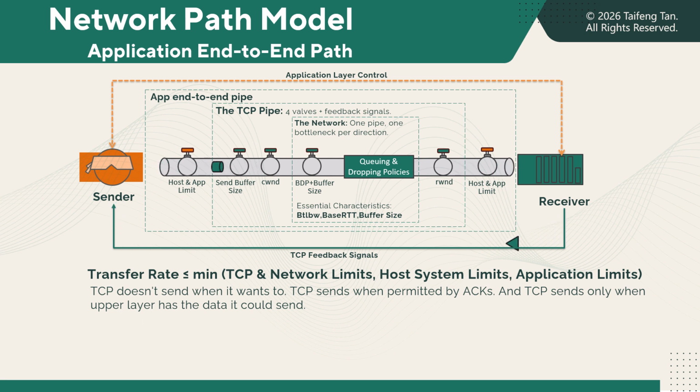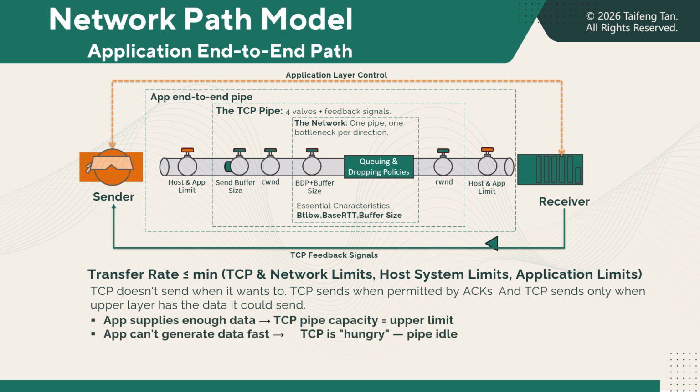If the upper layer can supply enough data, then the transmission capacity of the TCP pipe itself becomes the upper limit. But if the application can't generate data fast enough, TCP becomes hungry for data. The pipe is ready, but there's nothing to fill it with. The transport layer sits idle, not because of the network, but because of the application.